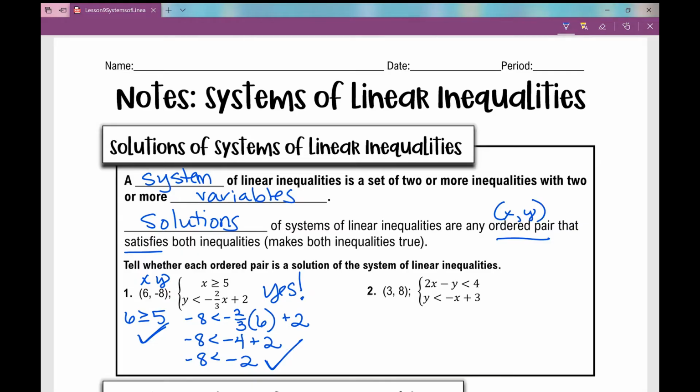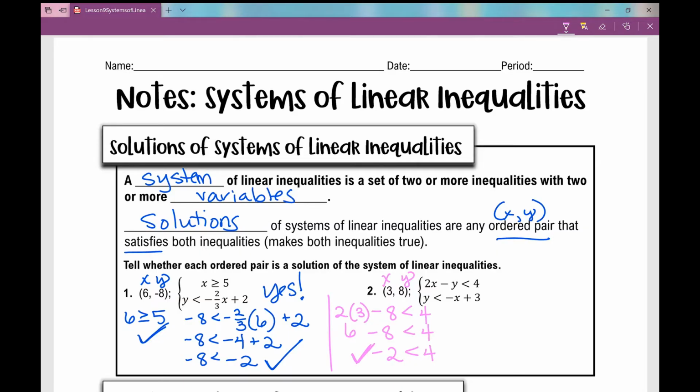Let's look at example number 2. In example number 2, I have 3 as an x value, 8 as a y value, and I'm going to plug this into both linear inequalities. So in this first one, 2 times 3 minus 8 is less than 4. So I just substituted 3 for x and 8 for y. And now I'm going to simplify it. 6 minus 8 is less than 4. What is 6 minus 8? It's -2. Is -2 less than 4? Yes, it is.